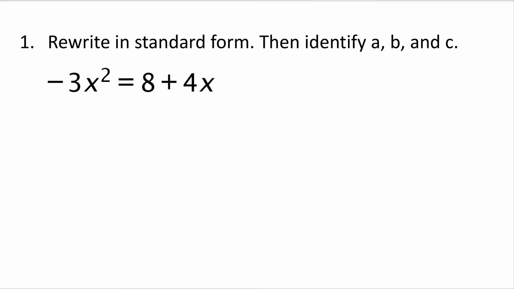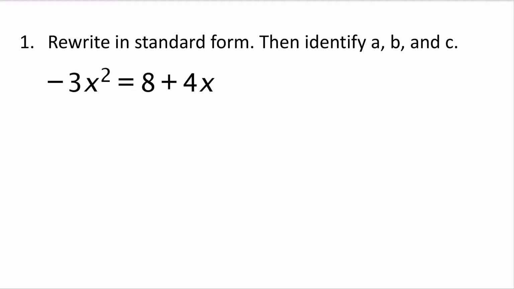Let's rewrite this equation in standard form and then identify the coefficients a, b, and c. Our equation is 3x squared equals 8 plus 4x. This is not in standard form since it is not equal to 0. So to put it in standard form, we need to move the terms all to the same side. We can either move all of the terms on the left to the right-hand side or all of the terms on the right to the left-hand side. It really doesn't matter as long as you get 0 to one side.